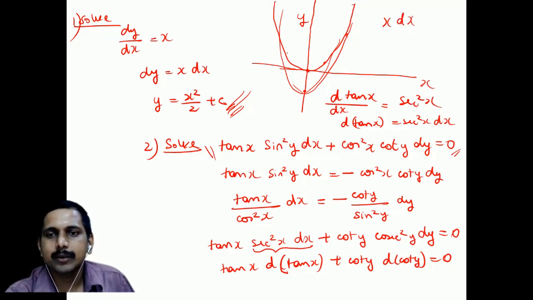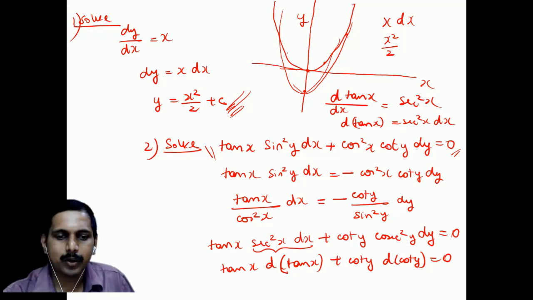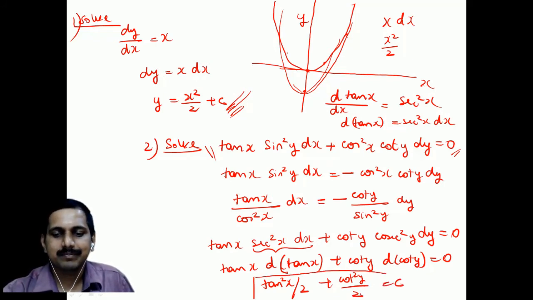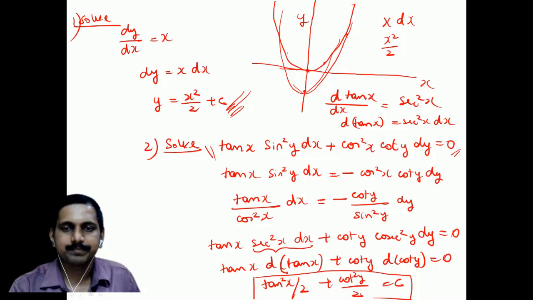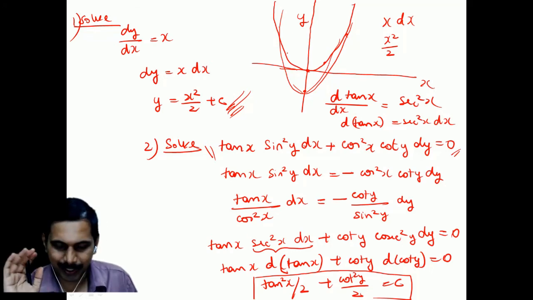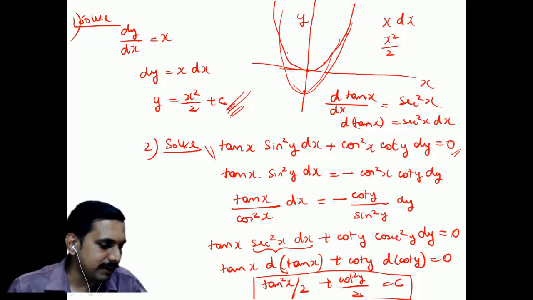When you integrate, what will you get? x square by 2, is it not? So here I will get tan square x by 2 plus cot square y by 2 is equal to constant. That is the answer. Easy. Got it, students? How to do it? Simple. Now another simple problem like this I will tell you. Solve it. Have you written this down?